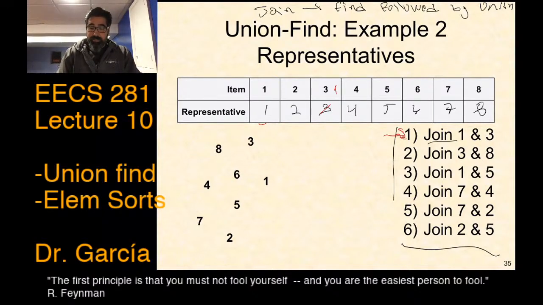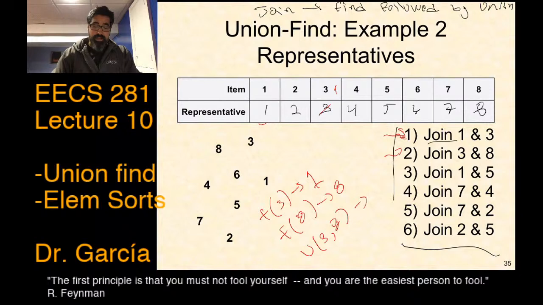And for the later operations, they're very similar, right? So now I'm looking to join 3 and 8. If I do find on 3, by the last update, that gives me a 1, because that's the new representative. And then I do a find on 8, that gives me 8. So that means that union of 3 and 8 implies that I'm going to update find on 8 to be 1.